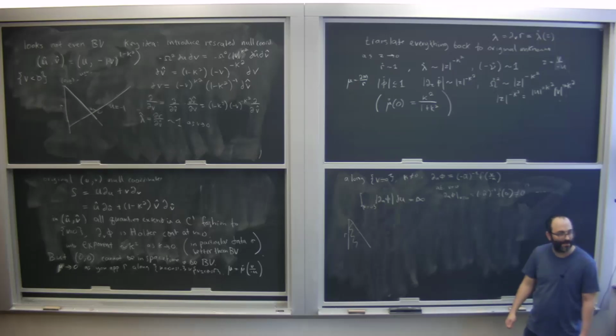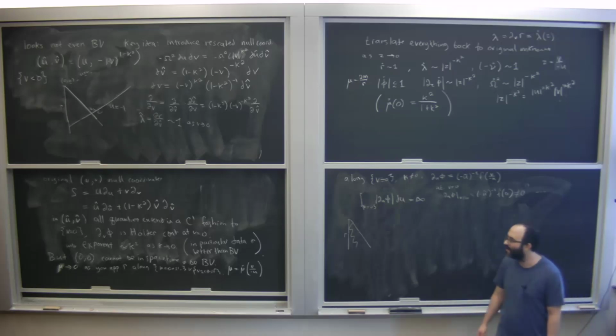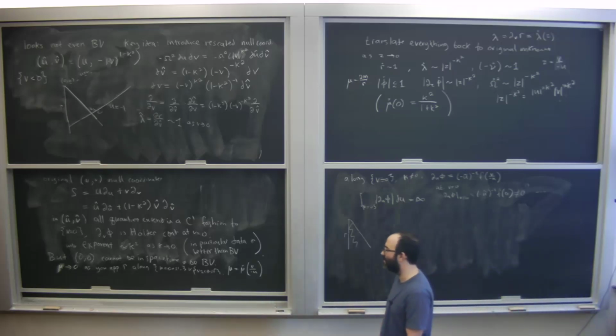So maybe I'll ask questions, and then that would be a natural place to take a break. Any questions? Yeah. I understand that all the quantities now extend in the C1 version, but on the other hand, our coordinates themselves are not C1 anymore, right? At v equals zero. Yeah, but remember, we're just coming up with the space-time, so we don't need to work in those UV coordinates.